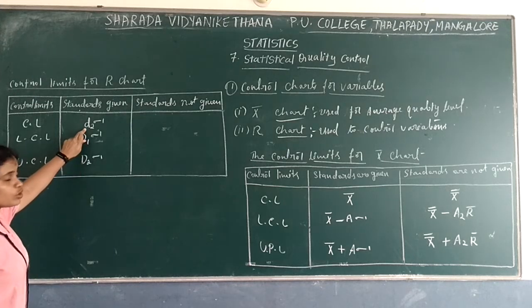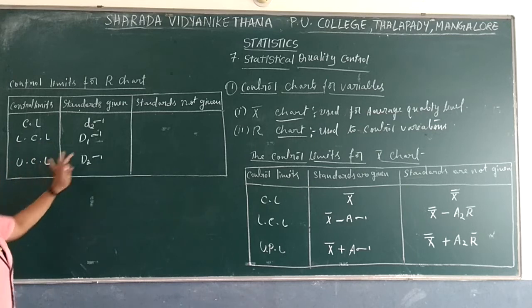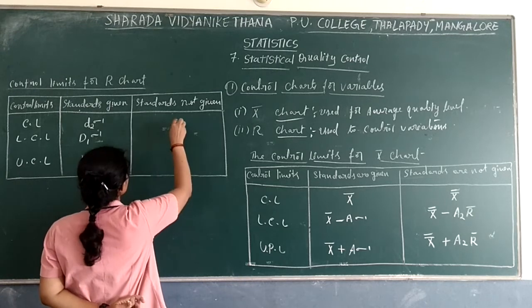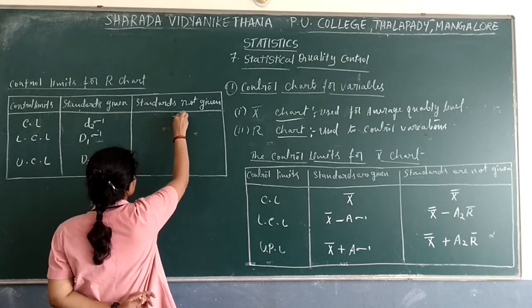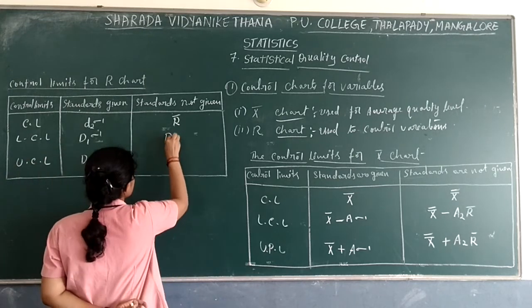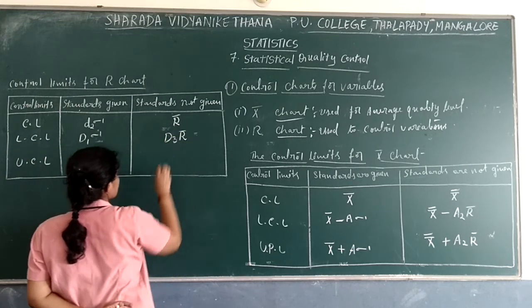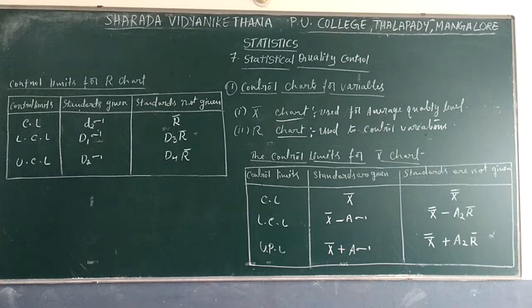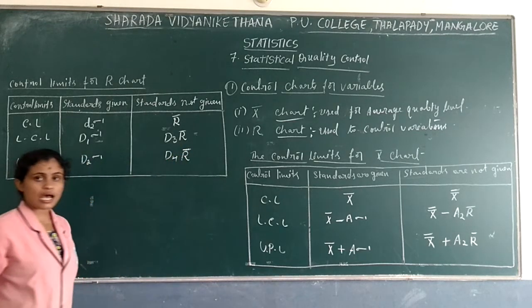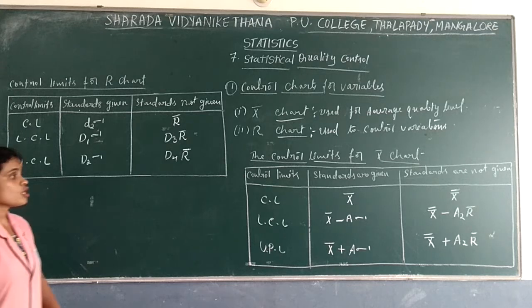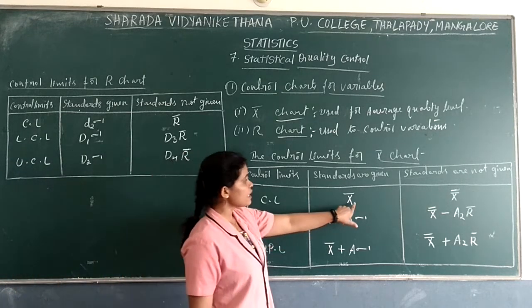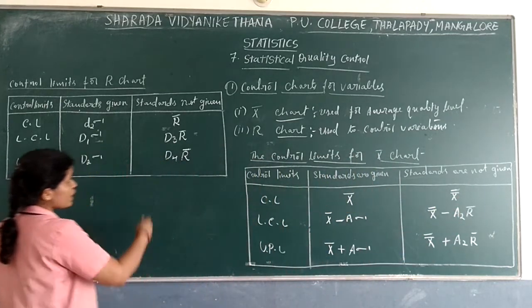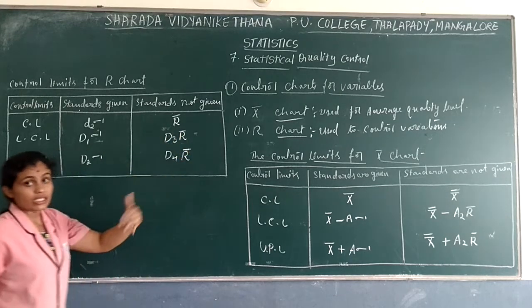These standards you will be knowing. Just apply in the same way, just multiply. In case of standards are not given, here it comes average range, then D3 into average range, D4 into average range. R bar, like X bar, it is R bar. It's nothing but average range. So when you observe this, as I said, here standards will be given. In this case, standards are not given, so you have to find out.